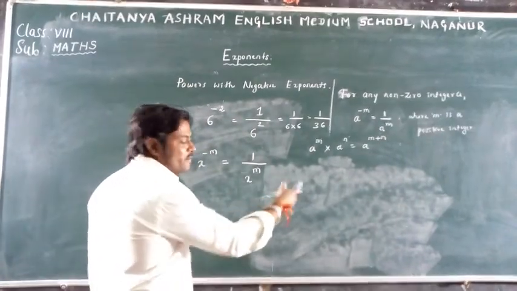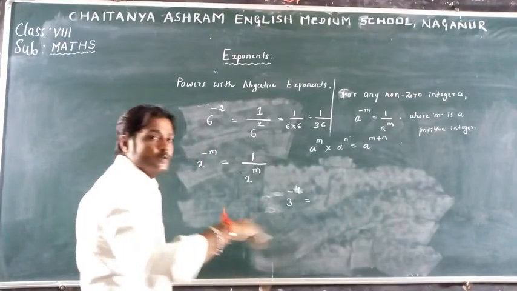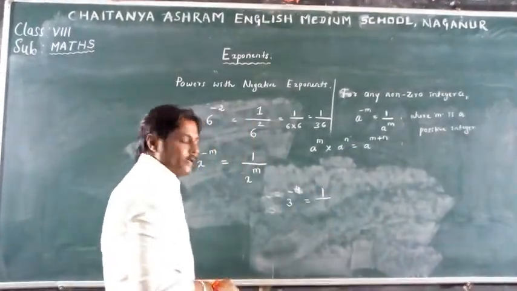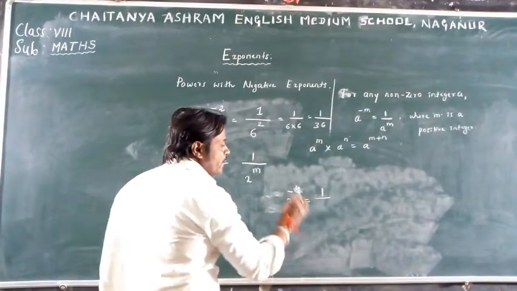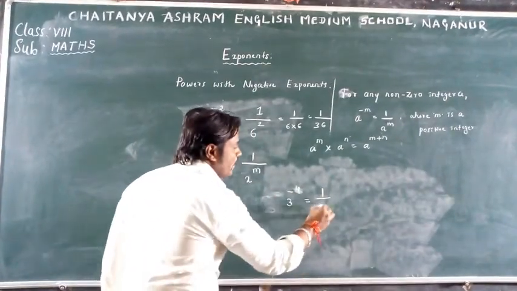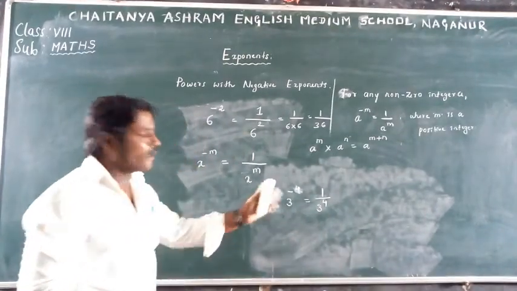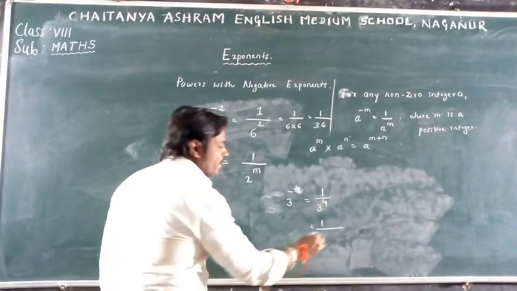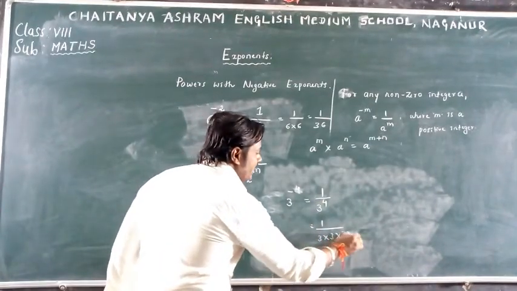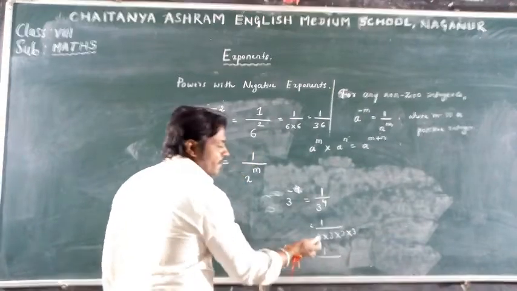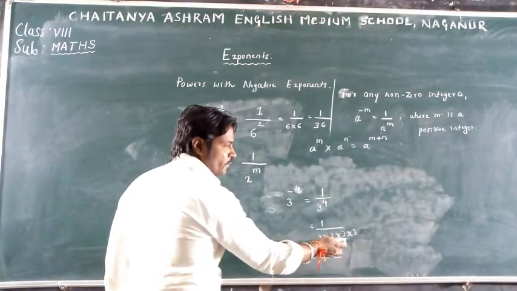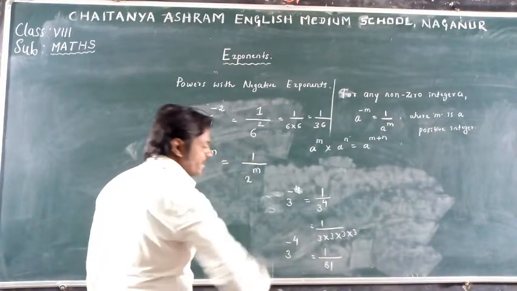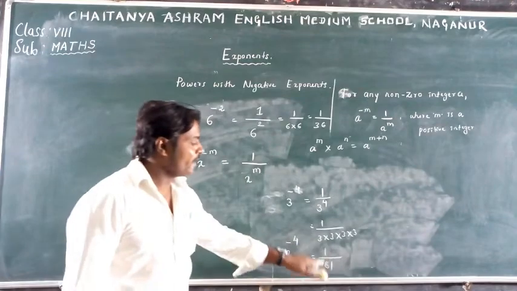So to find the value of this negative exponent, first convert it into positive. That is, write the 1 in the numerator. In the denominator, write the whole exponent with positive power. That is 3 to the power 4. Then you can find its value. That is 1 divided by 3 raised to the power 4, which means 3 into 3 into 3 into 3. 3 threes are 9, 9 threes are 27, 27 threes are 81. The value of 3 raised to the power minus 4 is 1 divided by 81.